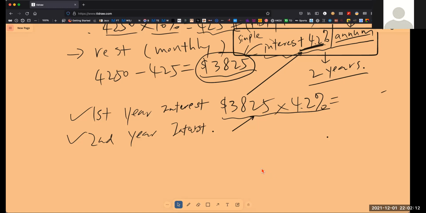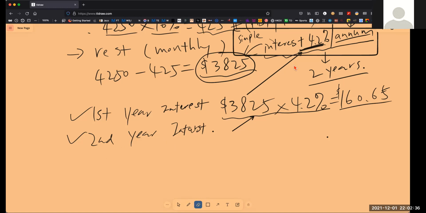Sorry, I changed the 3 and the 8 place. It's 160.65. Now it makes sense. Okay, so first year the interest is this. Then my question to you is, what about the second year interest?